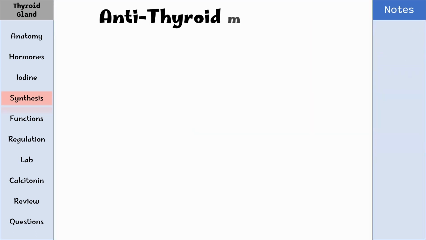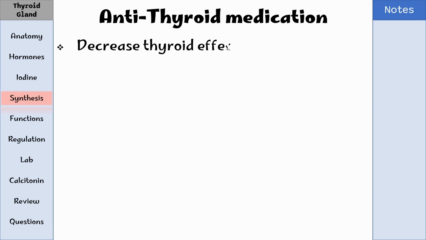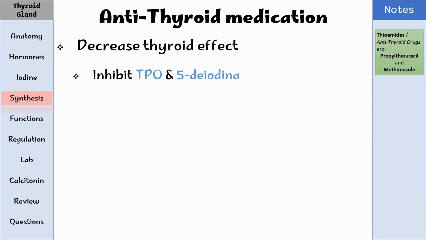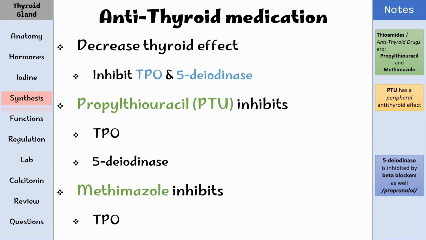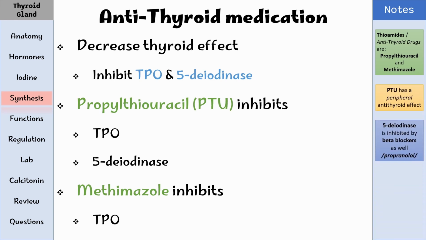The anti-thyroid medication decreases the thyroid hormone effect by inhibiting these enzymes. The enzyme thyroid peroxidase is inhibited by both propylthiouracil and methimazole, while the peripheral enzyme 5' deiodinase is inhibited only by propylthiouracil, and it is also weakly inhibited by beta blockers like propranolol.